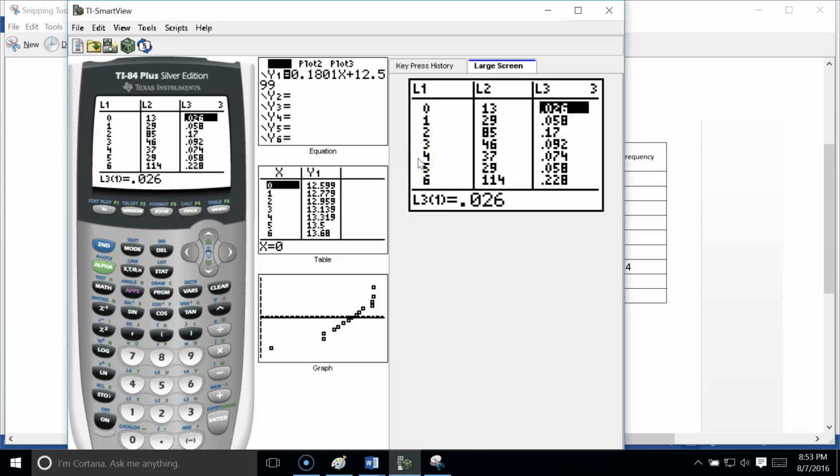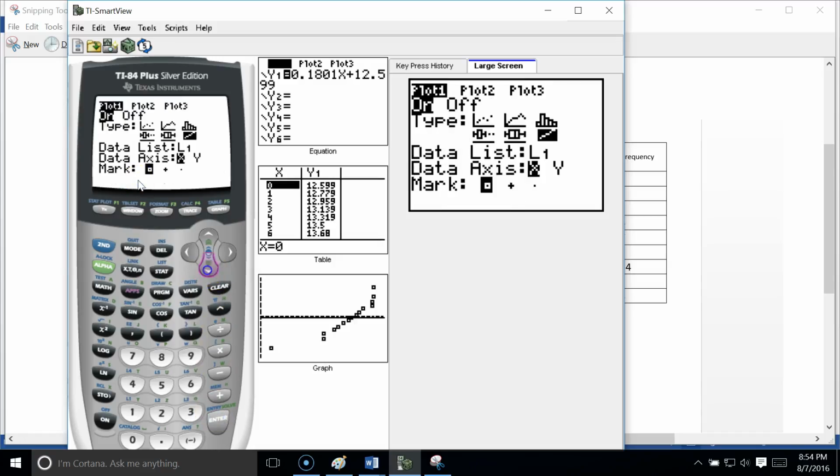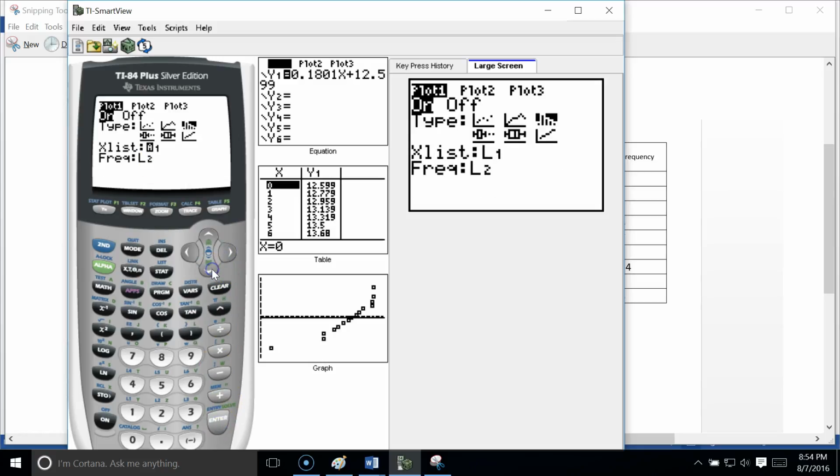Okay, next let's use our calculator to create a probability histogram. Notice that the values are in list 1 and list 3. So let's go to stat plot, turn it on. We want to select histograms, which is this option. And now list 1 is the possible values, and the frequency is in list 3.